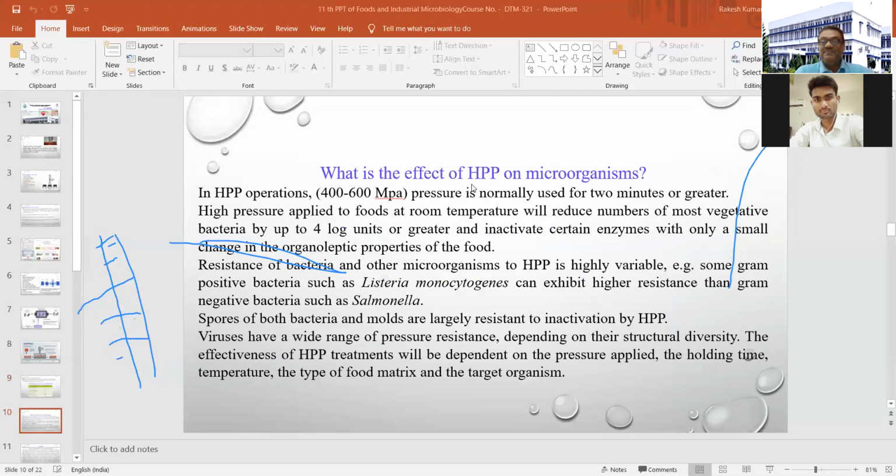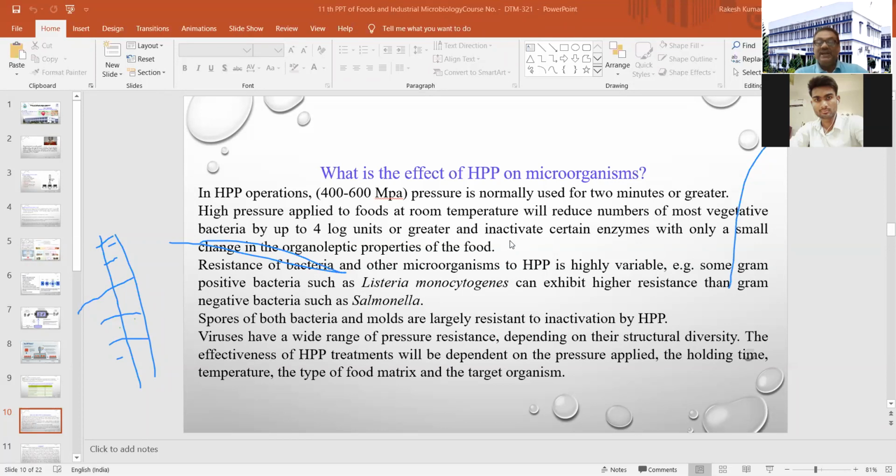Now, what is the effect of high pressure processing treatment on microorganisms? In this, we are applying 400 to 600 megapascal pressure, used for 2 minutes or greater. High pressure applied to food at room temperature will reduce the number of most vegetative bacteria up to 4 log units, or even sometimes a greater effect. It also inactivates certain enzymes, with only small changes in organoleptic properties of that particular food item.